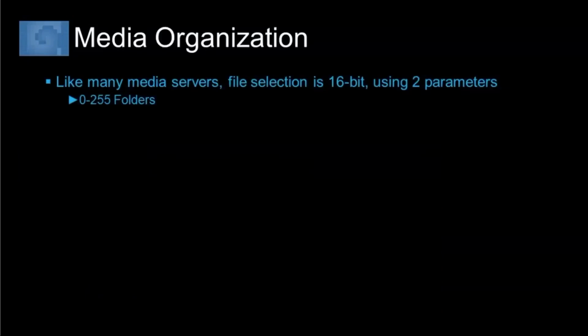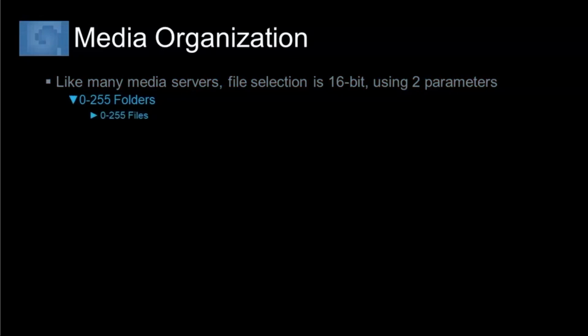Moving on to media organization, there are a couple things that I want to cover in here. First is sort of the way that we structure things. If you look in the media file, you'll notice that we structure our library much like a lot of other media servers do. So it's technically 16-bit, meaning it uses 2 parameters, one for coarse and one for fine. The coarse is being your folders. So because DMX has 256 steps available in it, you have 256 folders, numbered 0 to 255. And in each one of those folders, you can have up to 256 pieces of content.